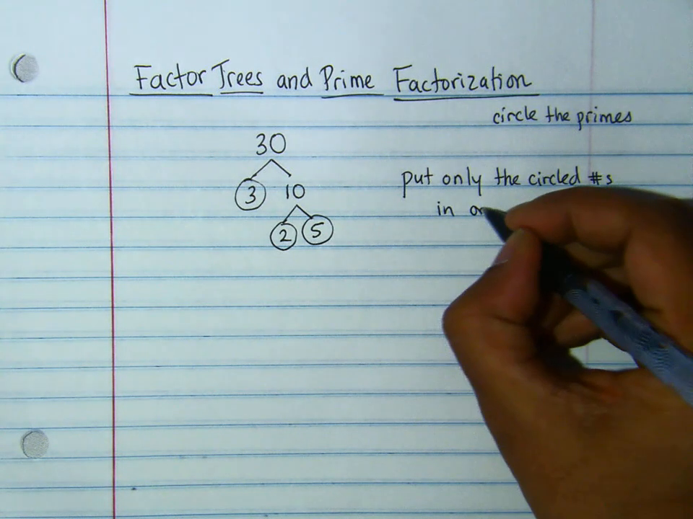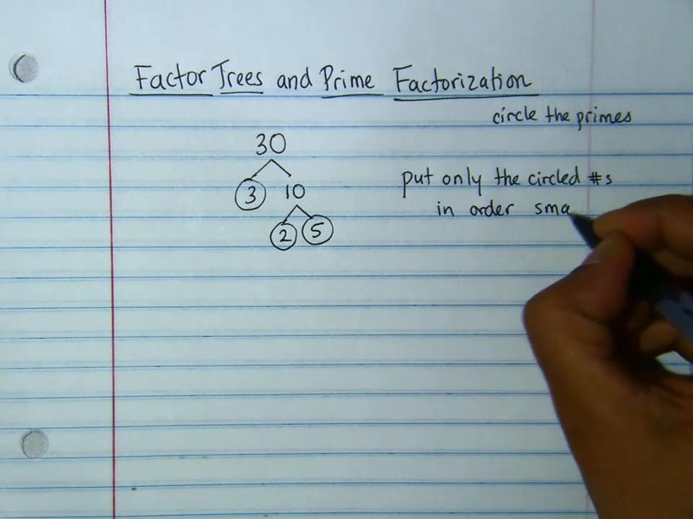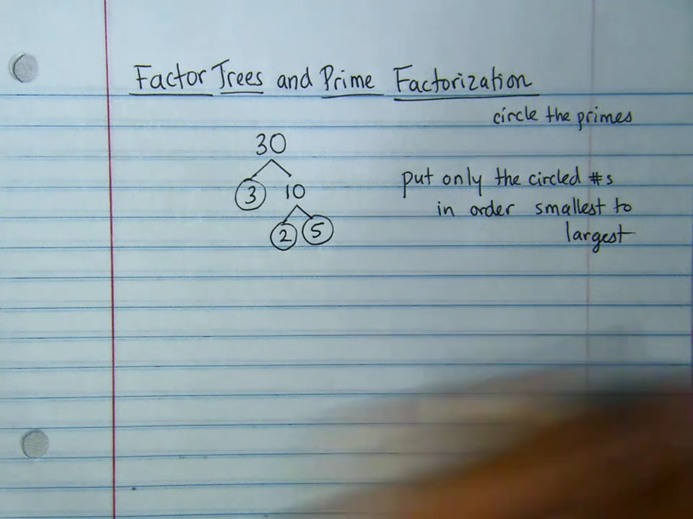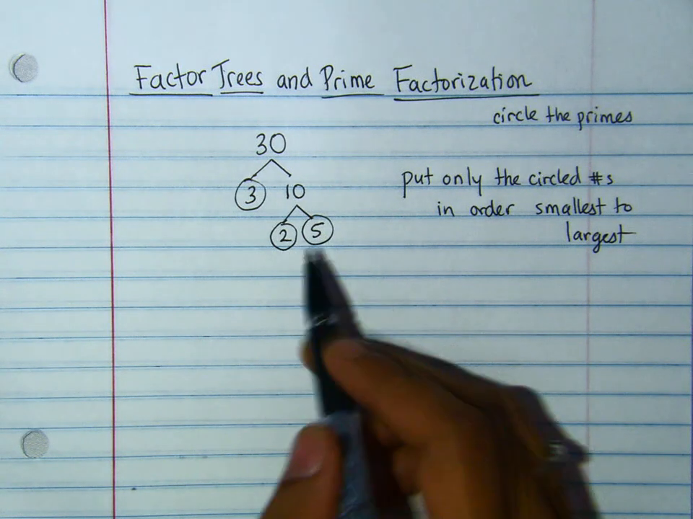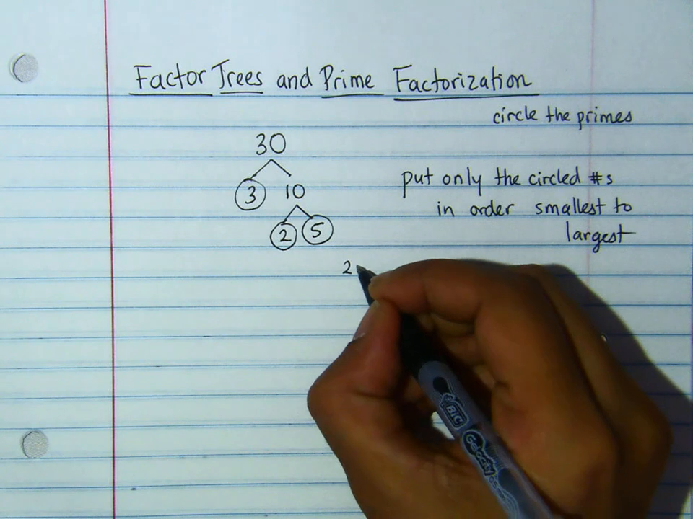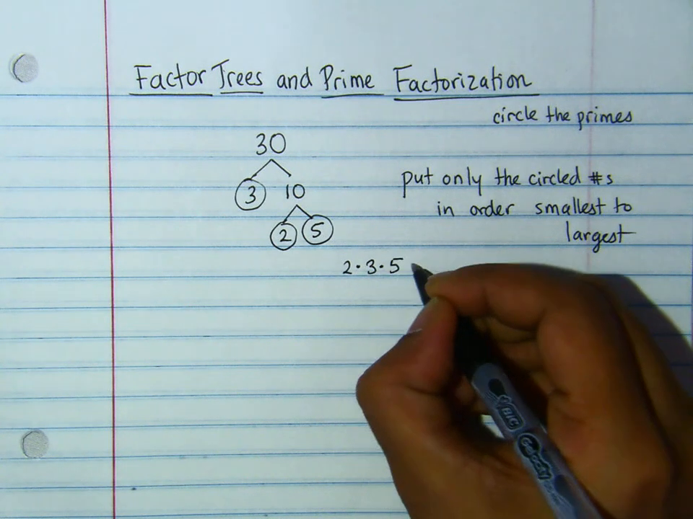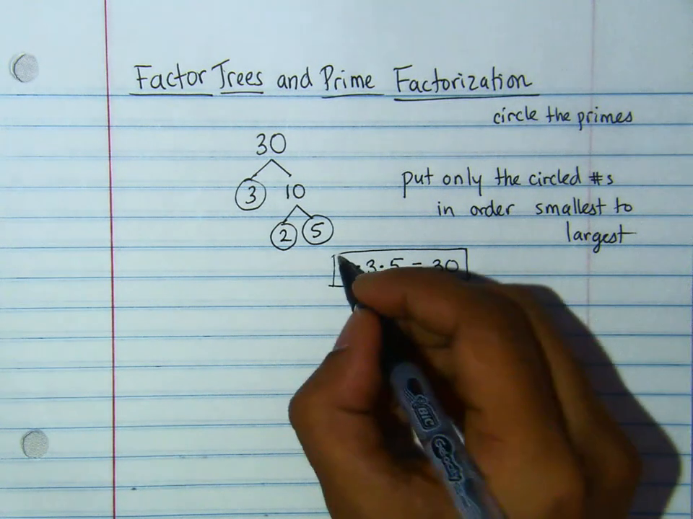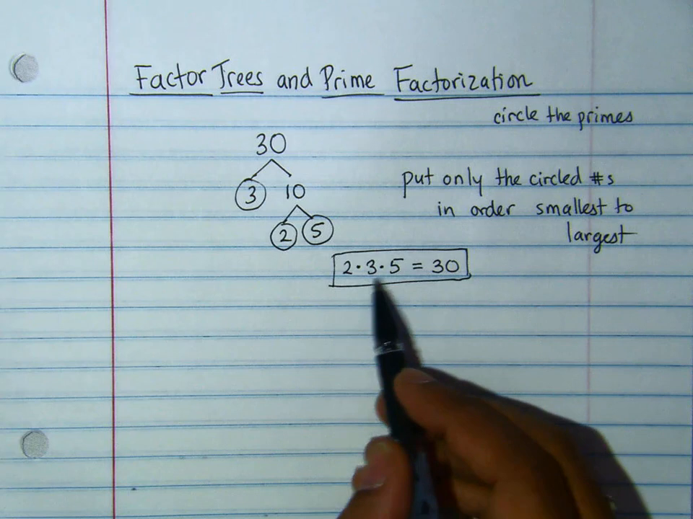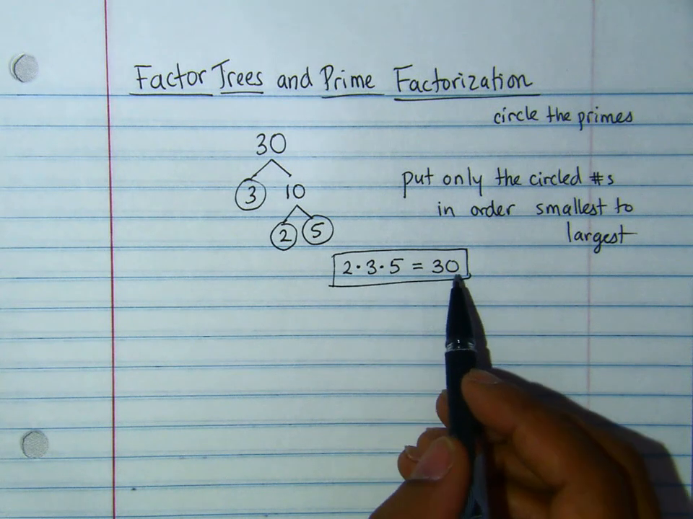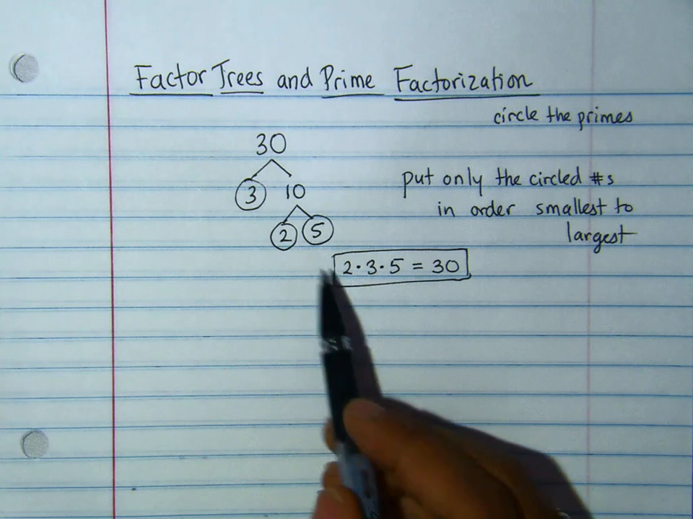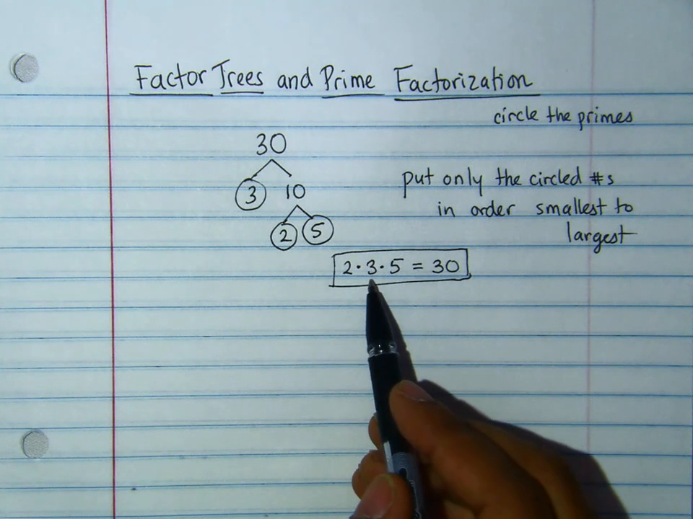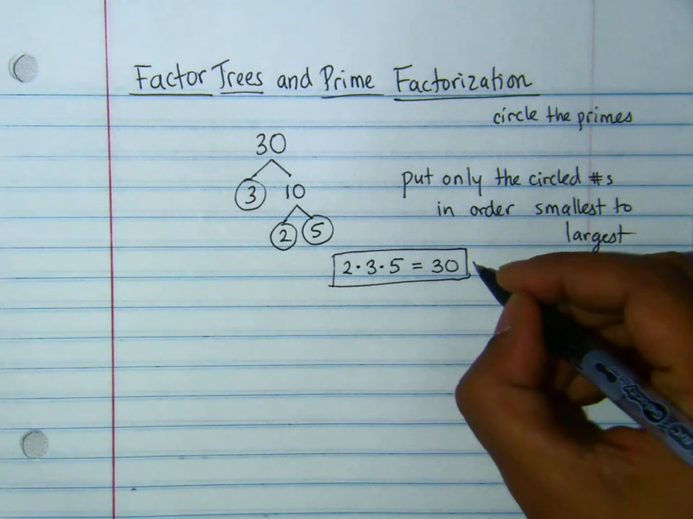And I'm going to put them in order from smallest to largest. And they're all going to be multiplied. So what that looks like for this is that I say 2 times 3 times 5 gives me 30. And that is called the prime factorization of a number because it's all the primes that you can multiply together to get that number. And you can check it by just multiplying. So you could say 2 times 3 gives me 6, 6 times 5 gives me 30, and it works out.